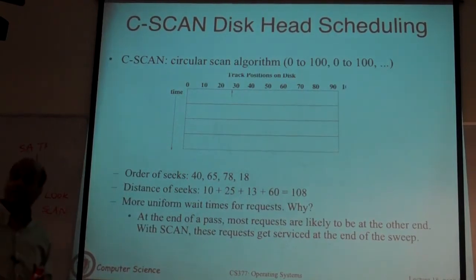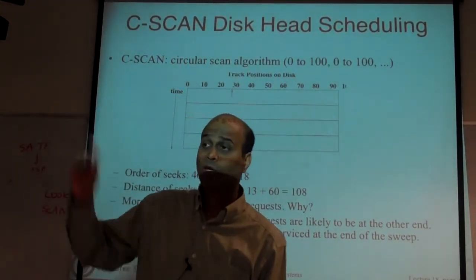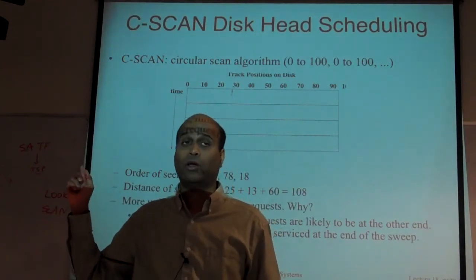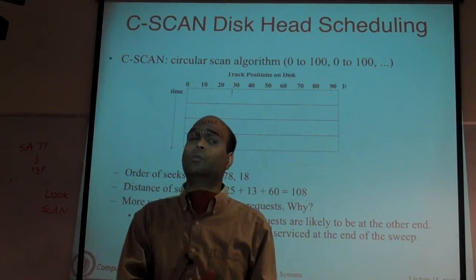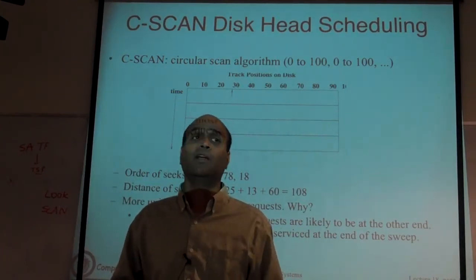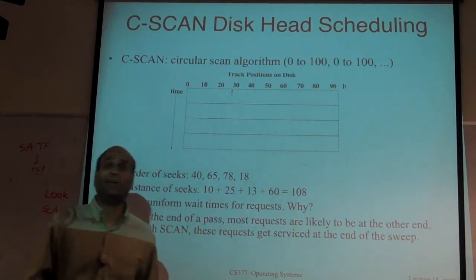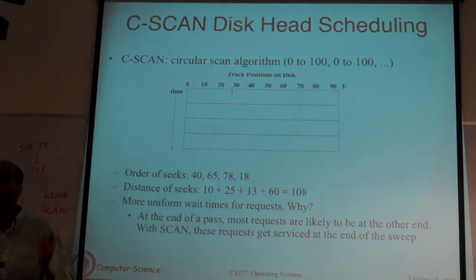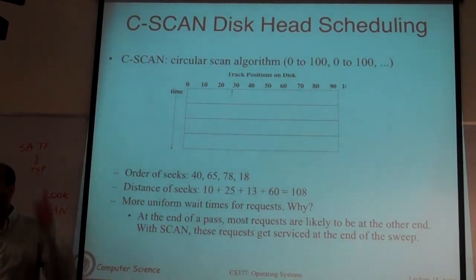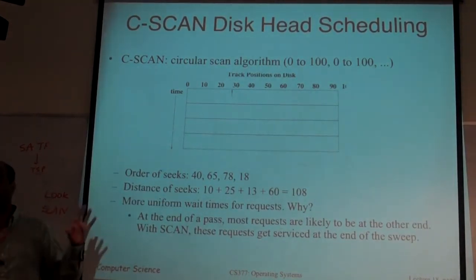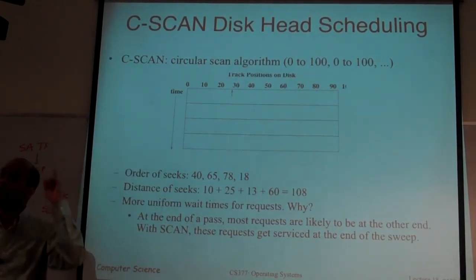What C-scan says is that you will scan in one direction and only service requests in that direction. In the other direction, you go all the way back to the beginning and you don't service. Think of this as an elevator algorithm where the elevator only stops on floors as it's moving up. When it's moving down, it ignores people even if they're waiting, and they have to wait until the elevator starts going up again.